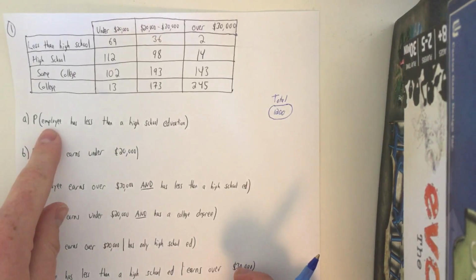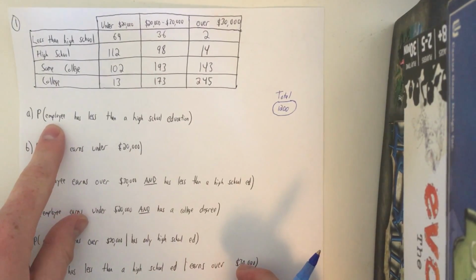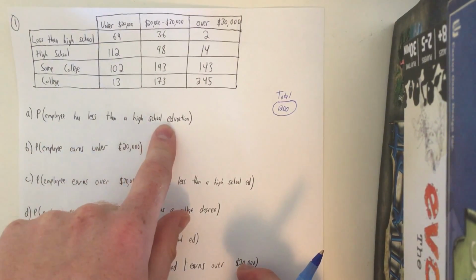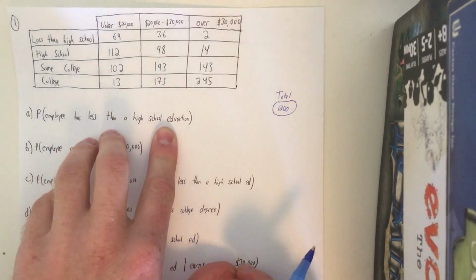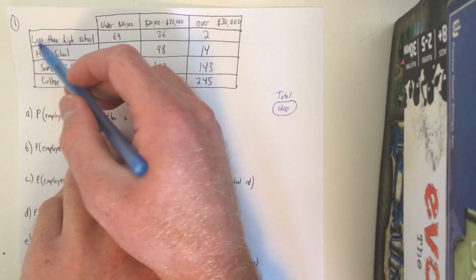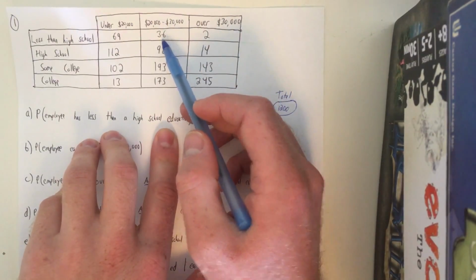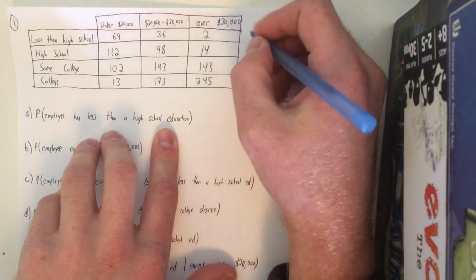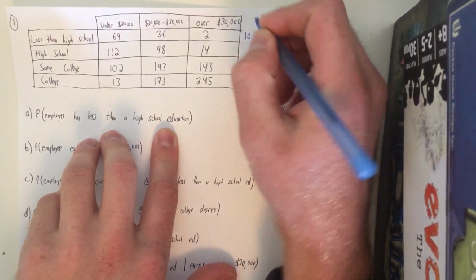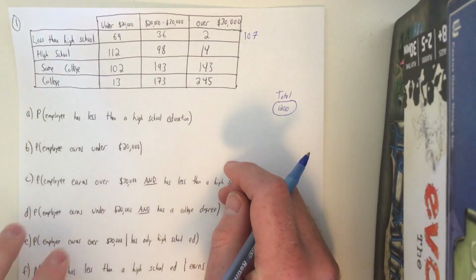I also need to know the number of employees that have less than a high school education, because that's what it's asking us. So I would total the number of people that have less than a high school education, which would be 69 plus 36 plus 2, gives me 107.